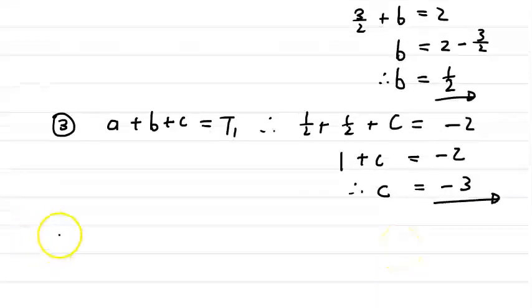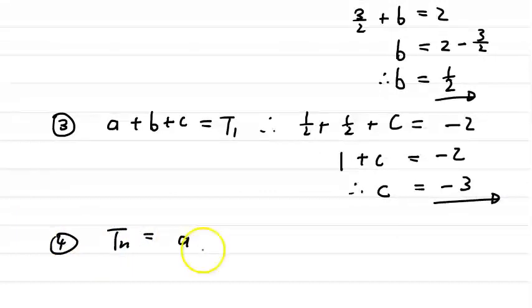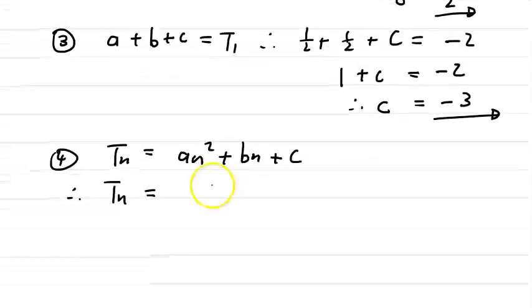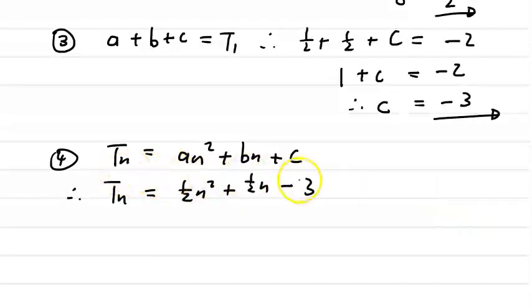Now step number 4 will just be merely substituting a, b, and c into the general term of your quadratic sequence, which is Tn equals an squared plus bn plus c, your quadratic formula. Therefore, the general term is, a is equal to half, so it will be half n squared plus half n, and c is minus 3. Now at this particular stage, this is your answer. Now you've got your general term.